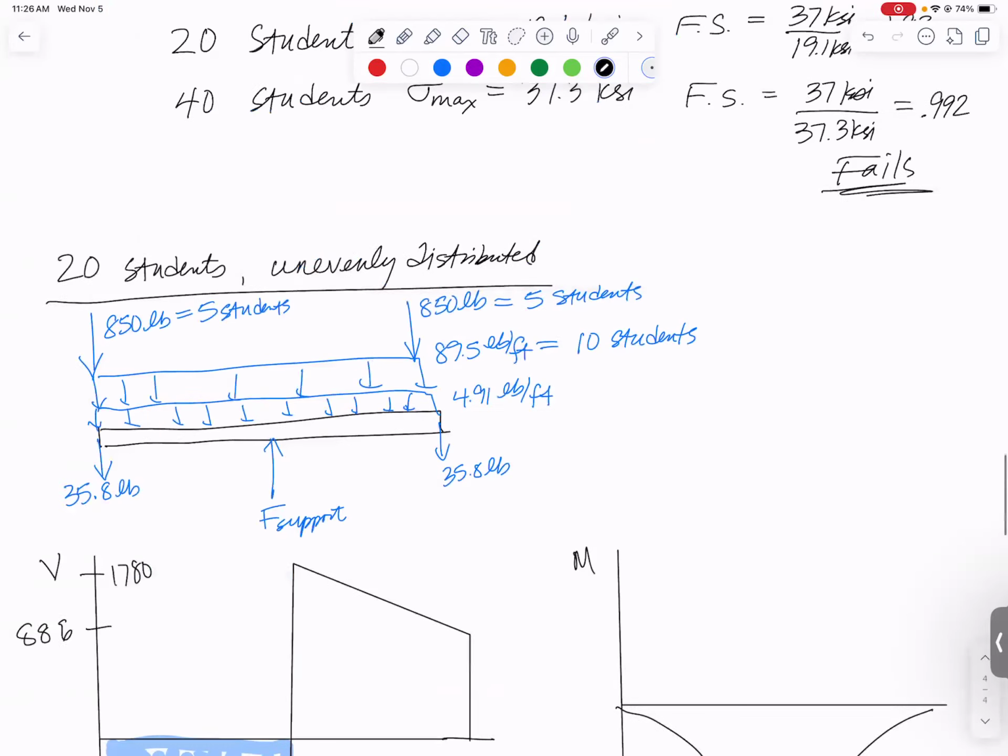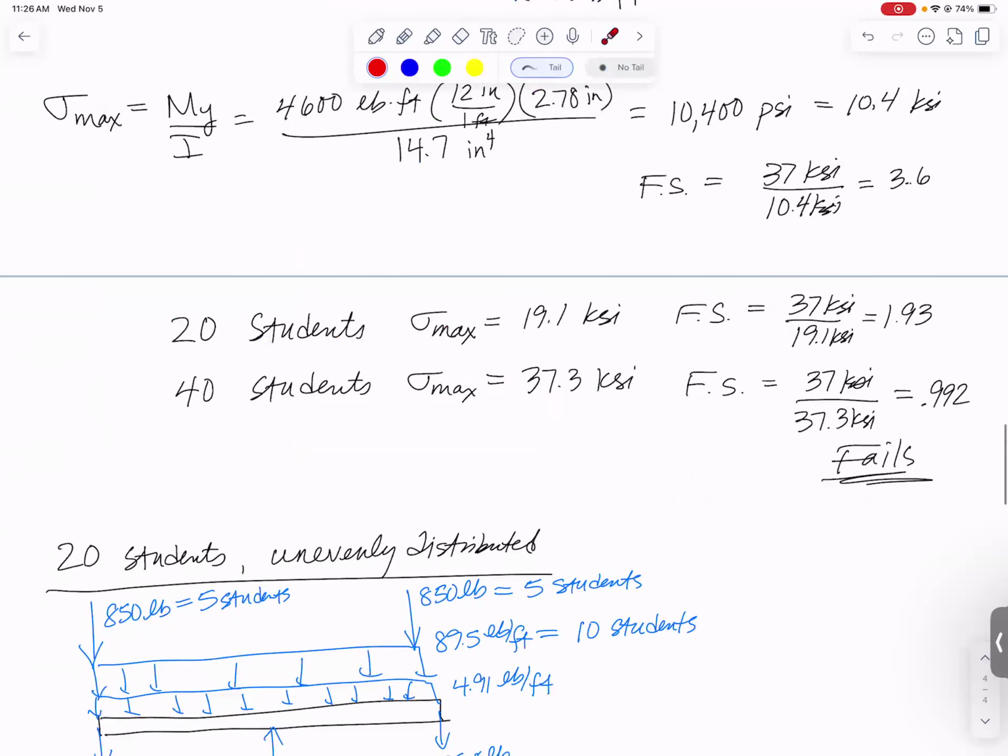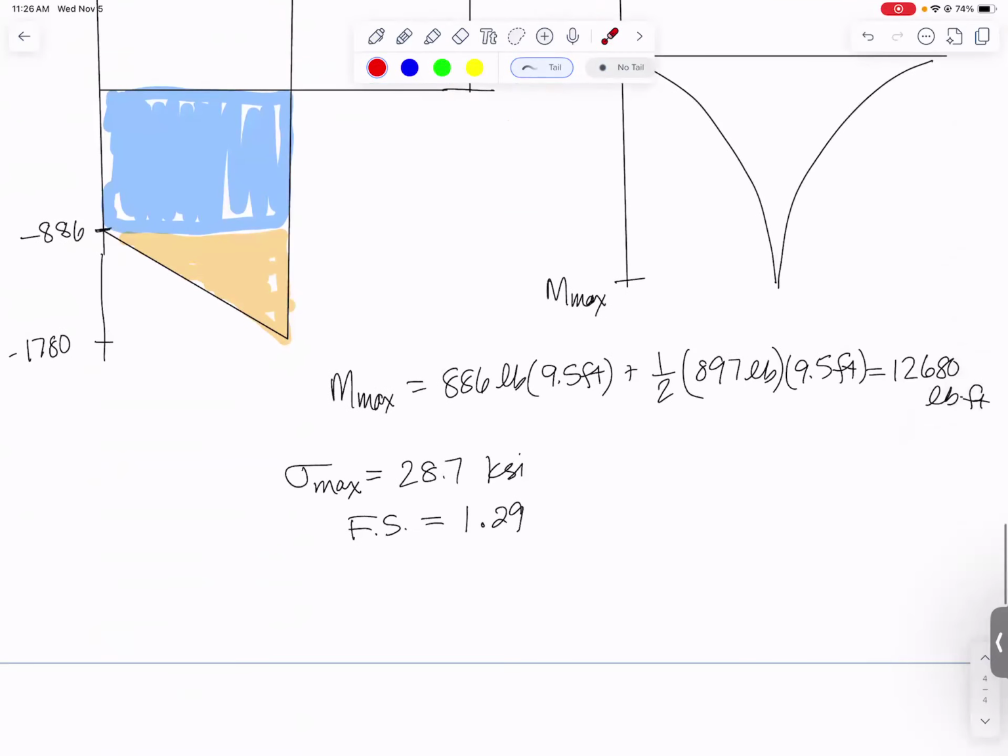Do you see the difference? When we had our 20 students evenly distributed, we were up at 1.93. Take that same amount of weight and distribute it differently, and now you're down to 1.29. Again, not likely to fail if the students stay still and don't move and are distributed just like this.